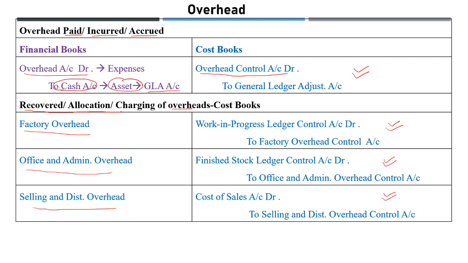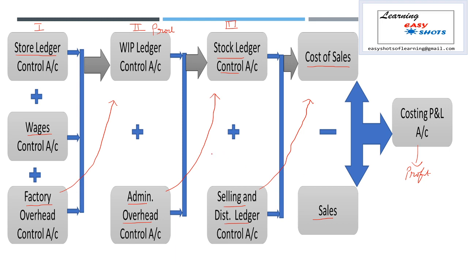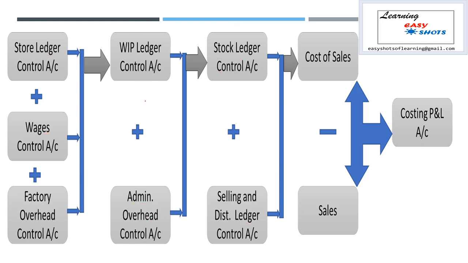So with the help of this flowchart, we understand from where we charge our overheads. Factory overhead is charged to production department, admin overhead is charged to finished goods, and selling and distribution overhead is charged to cost of sales. Now for all transactions other than these, we use this flowchart also. First we understand other transactions or other entries.